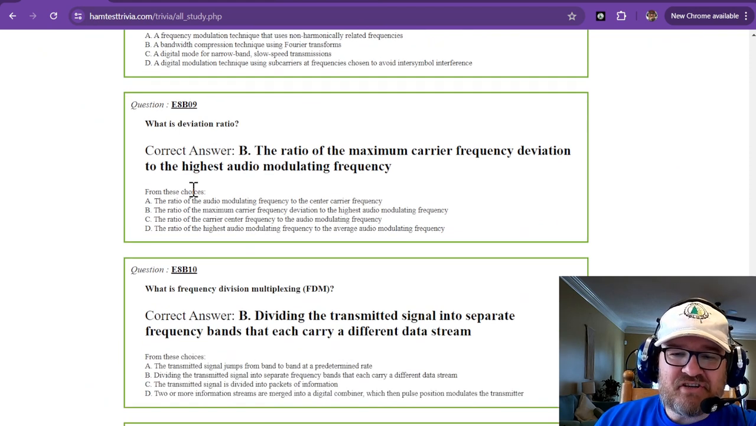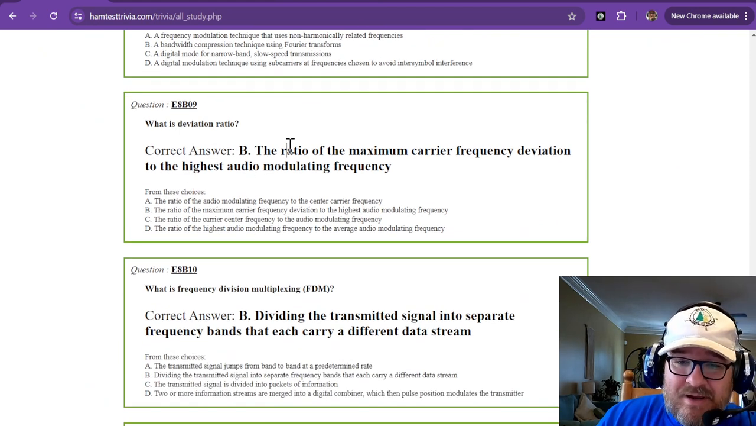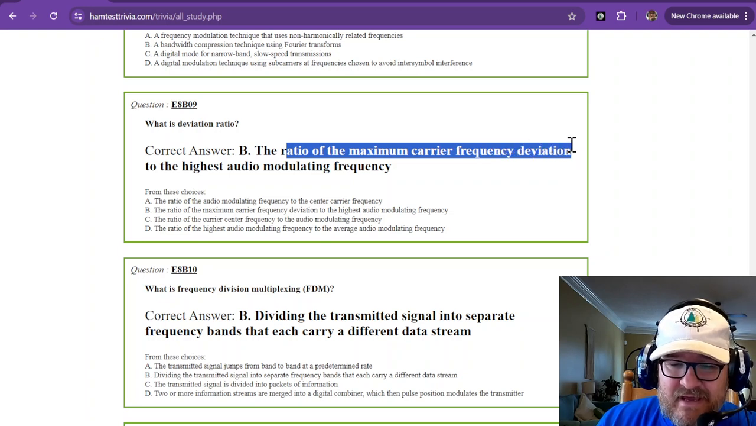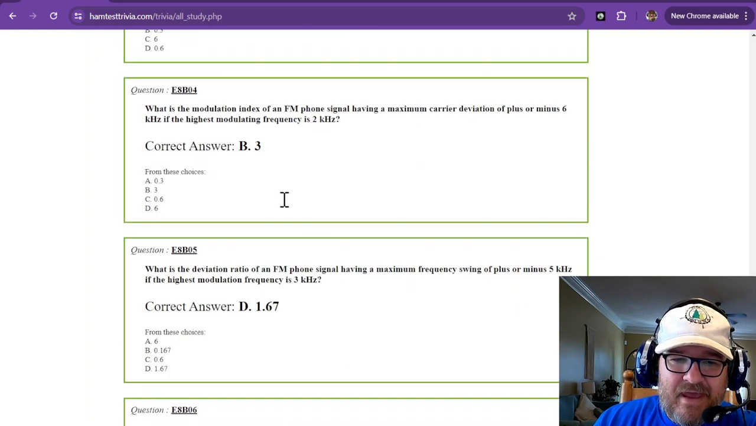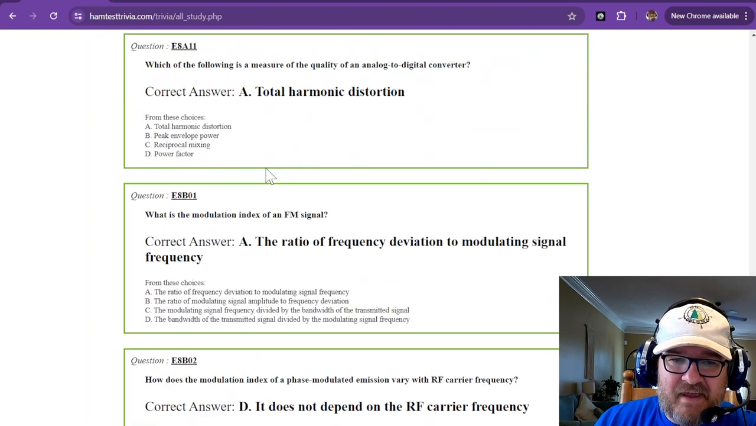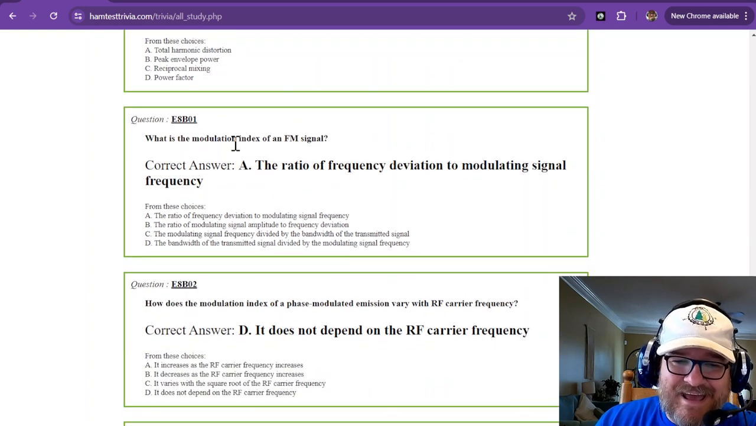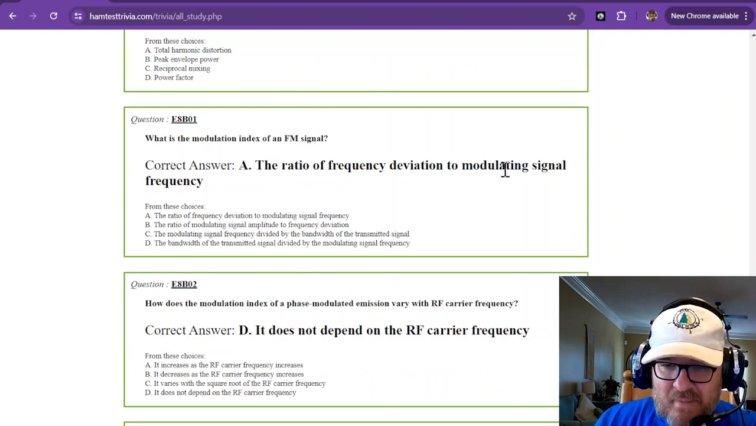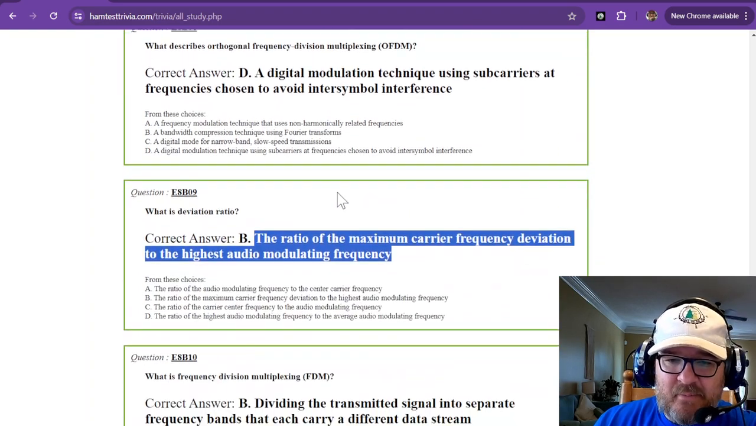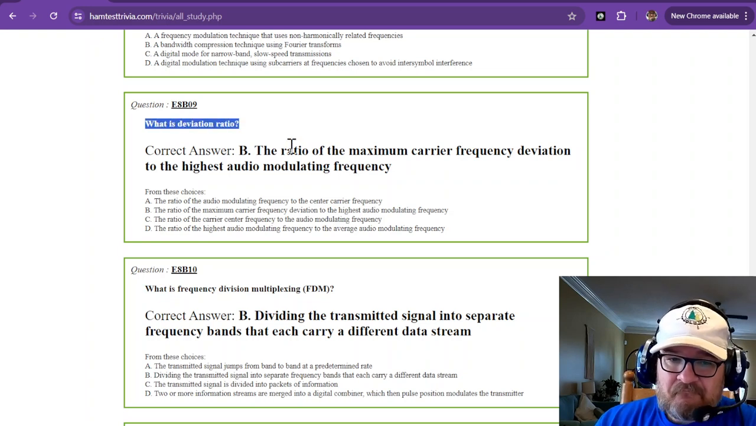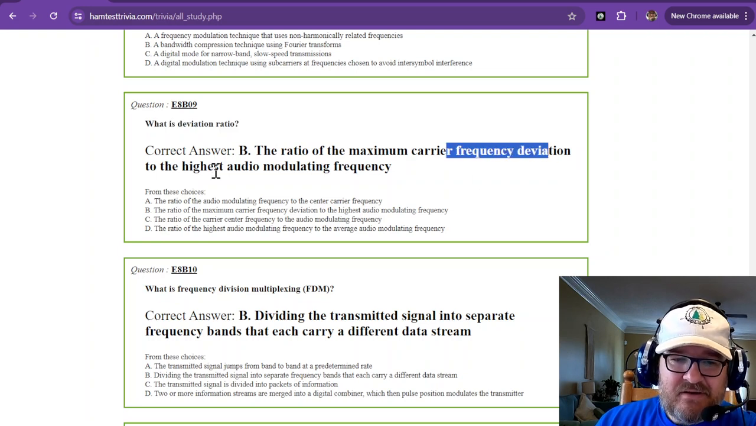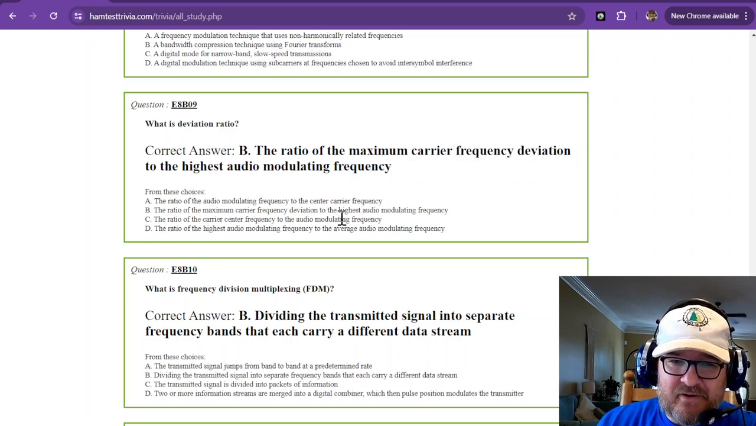What is deviation ratio? Well, this is just that question again, the ratio of maximum carrier frequency deviation to the highest audio modulating frequency. So that's the deviation ratio. And it's just the same as modulation index. It's a deviation to the modulating signal frequency. So if you can remember that, you should be able to get the ratio of maximum carrier frequency deviation to the highest audio modulating frequency. It's just a deviation. Same thing. Deviation by the audio modulating frequency.